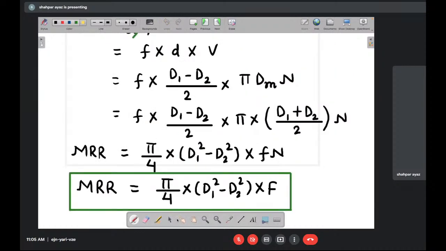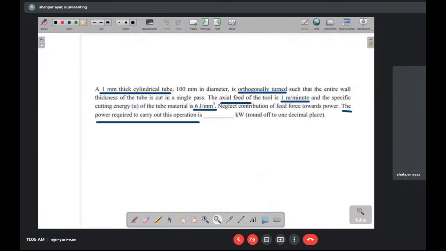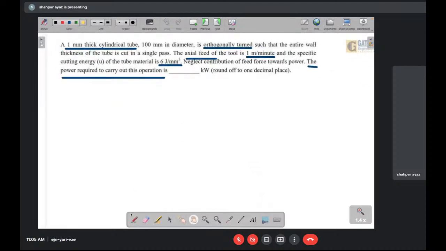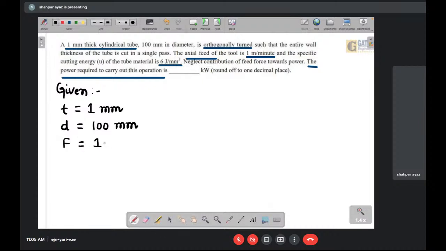So guys, now if you want to calculate the MRR in this case, the area is pi d t into feed velocity, right? So now the problem is quite easy. Now this problem becomes very easy to you, right? So first write the given part. The thickness T is given as 1 mm, and the diameter small d is 100 mm. Orthogonally turned such that the entire wall thickness is removed in one single pass, the axial feed is 1 meter per minute.